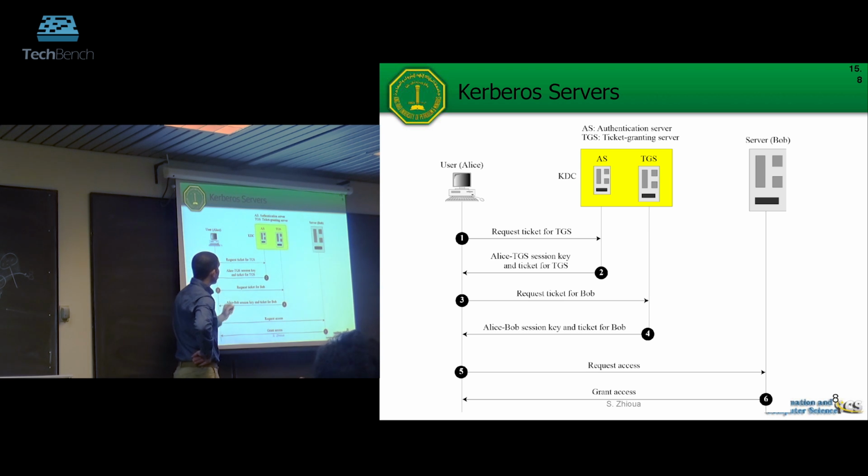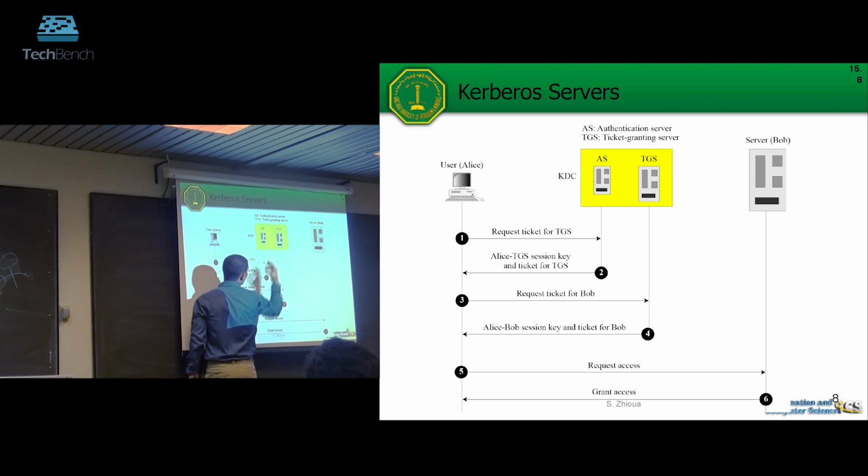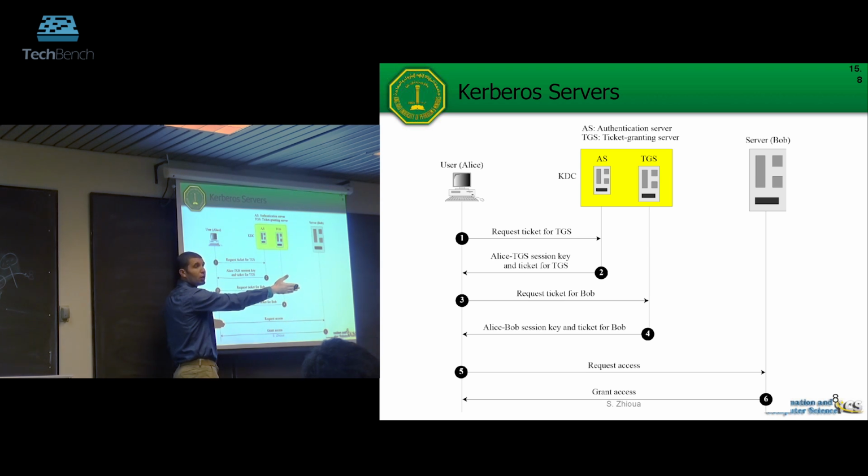Then that authentication server will generate an Alice-TGS session key and a ticket for the TGS. Then Alice will contact the ticket granting server to get a secret key with Bob, basically the server. Again, what the ticket granting service will provide, very similar to Needham-Schroeder and the previous one, is an Alice-Bob session key, a shared key, and then a ticket for Bob, something to send to Bob. Then that ticket to Bob will be sent in the request access.